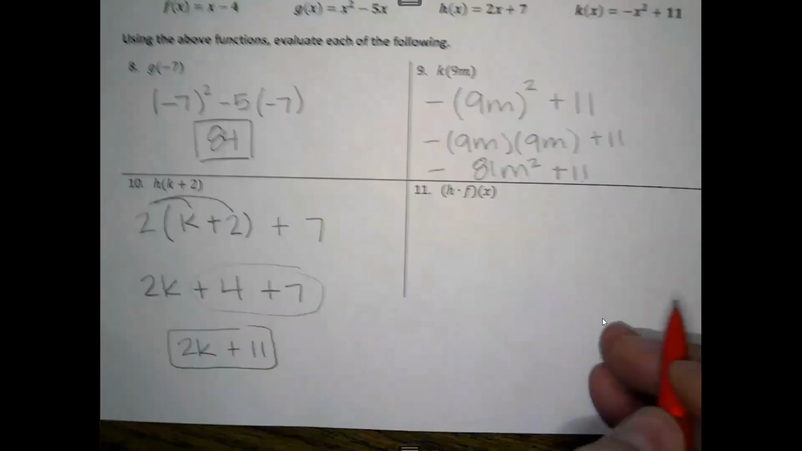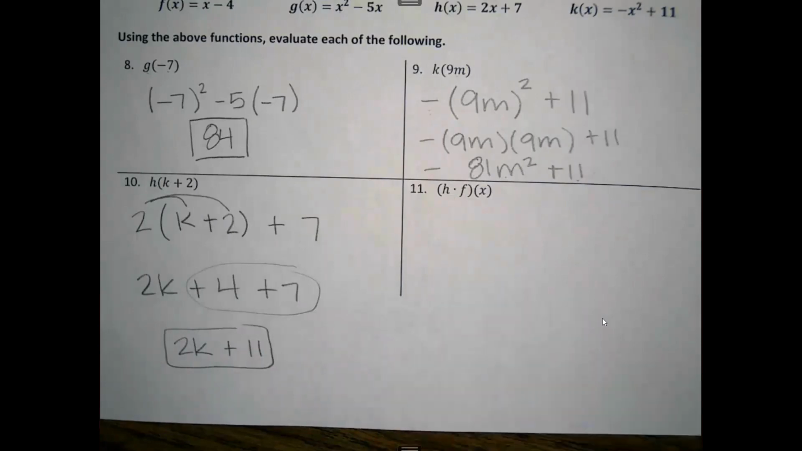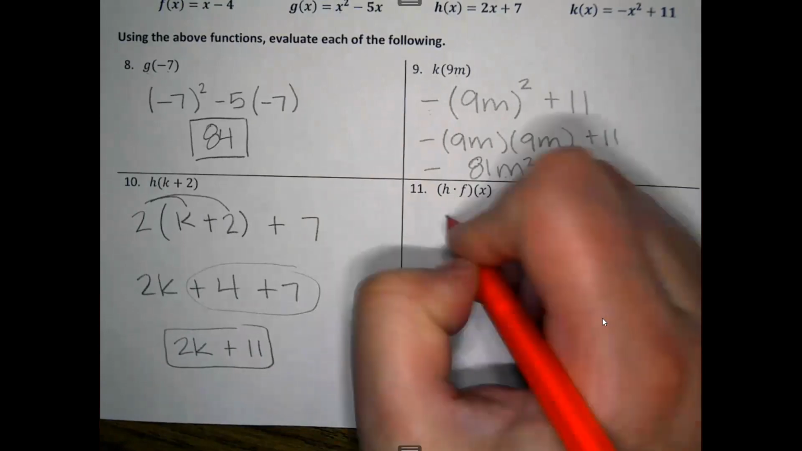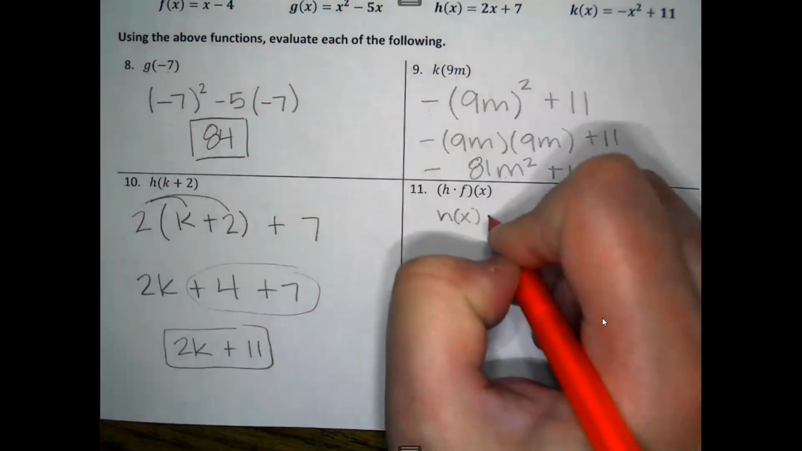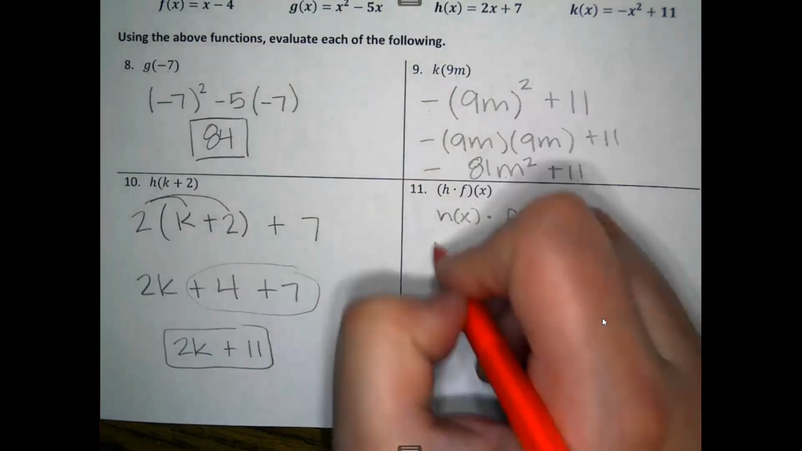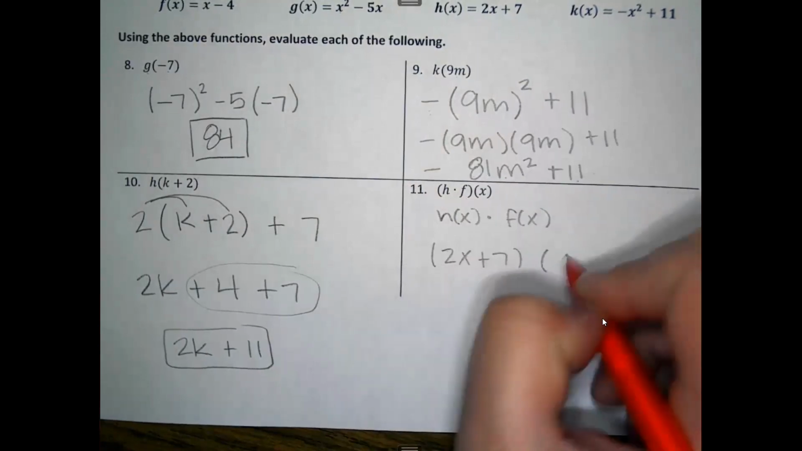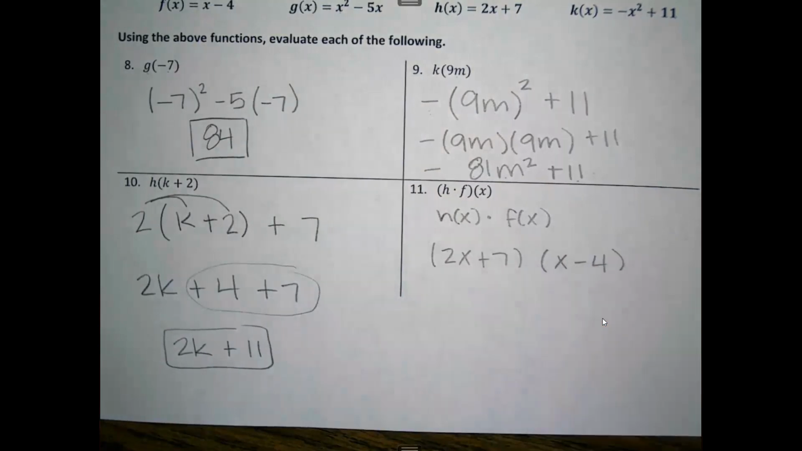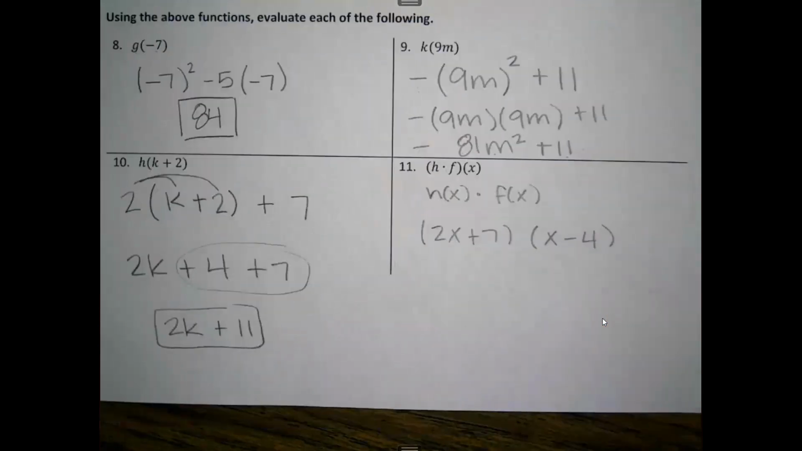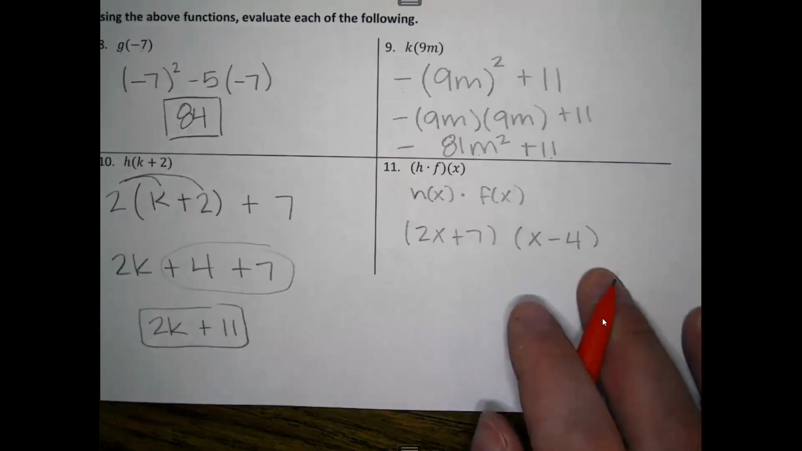Good, okay. And then over here, what does this notation mean? What are they telling us to do? They're telling us to multiply. They're saying take h of x and multiply by f of x. So h of x is 2x plus 7. F of x is x minus 4. And how do we multiply 2 sets of parentheses? You distribute, it starts with an F. We FOIL, yep.